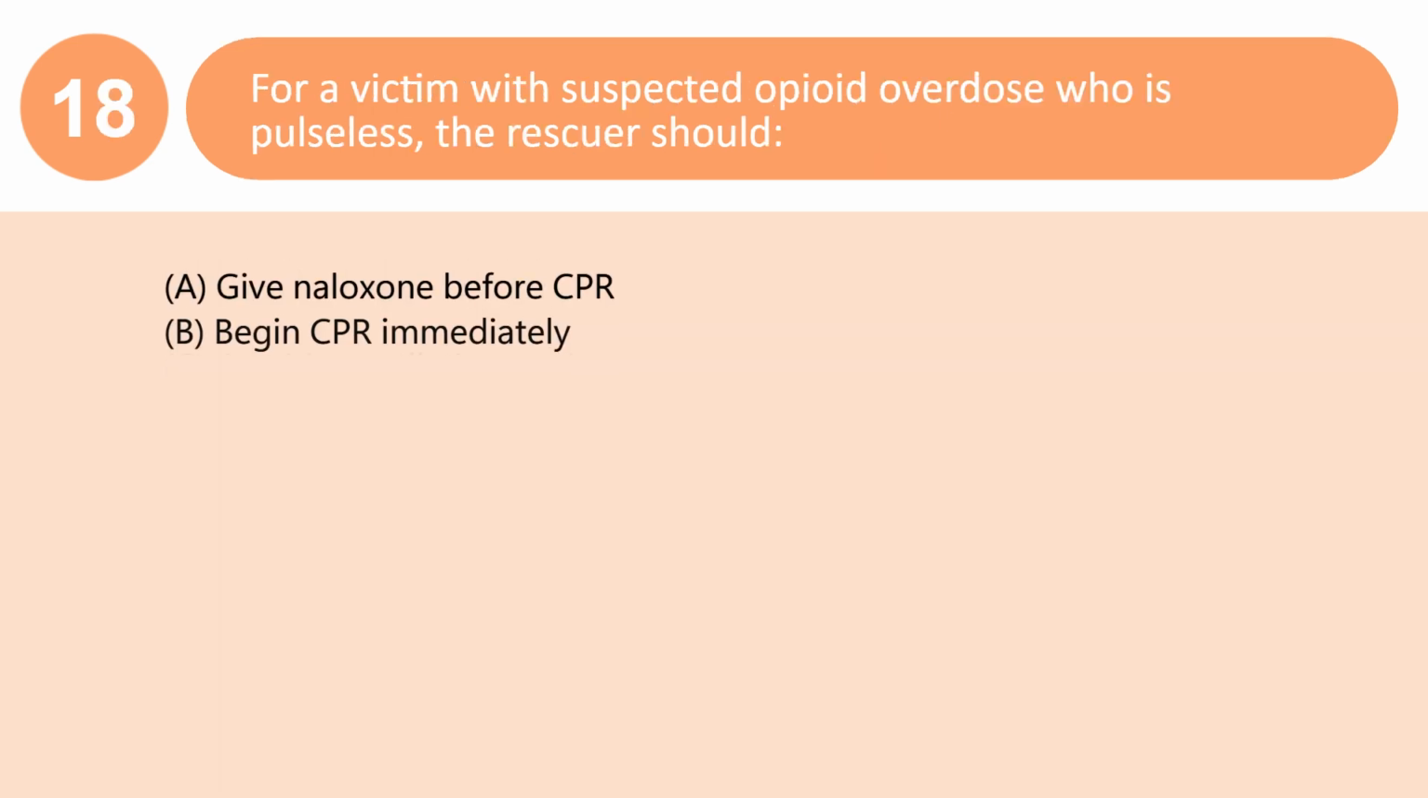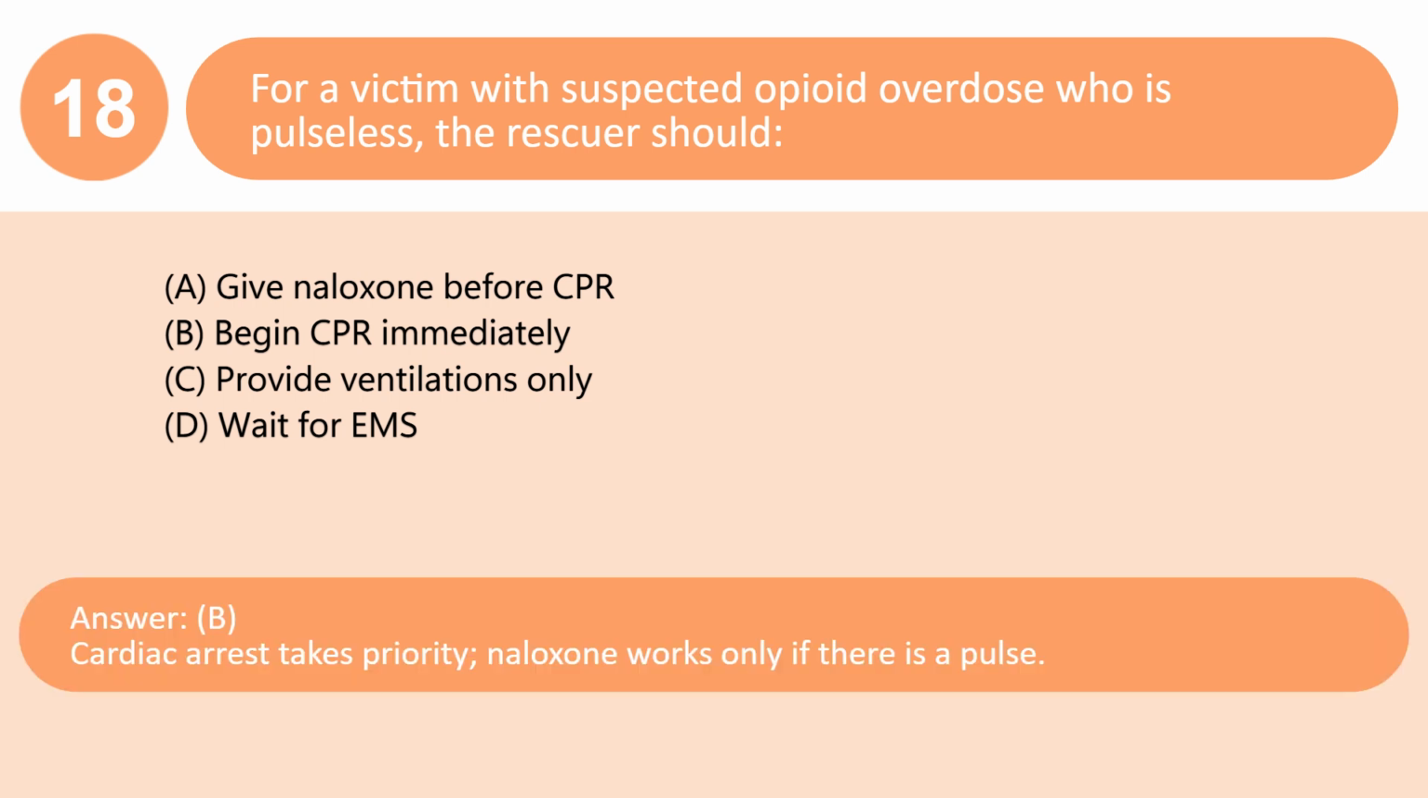For a victim with suspected opioid overdose who is pulseless, the rescuer should: A. Give naloxone before CPR. B. Begin CPR immediately. C. Provide ventilations only. D. Wait for EMS. Answer B. Cardiac arrest takes priority. Naloxone works only if there is a pulse.